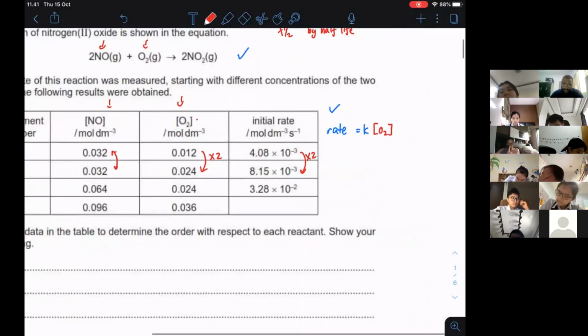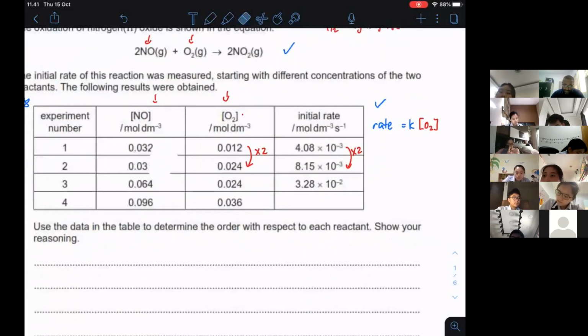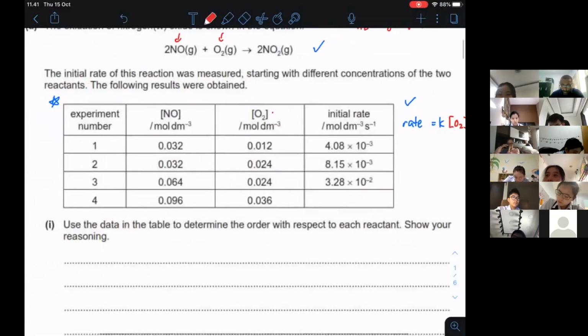Now I need to find different experiments that I can choose so that I can compare for NO. But in order to do that, I must make sure my O2 is constant. So this one is constant. When I see from here to here, this one is times 2. I want to see whether from here to here is times 2 or not, or times what. Is it times 2? I think 8 times 2 is supposed to get 16. I don't get 16.